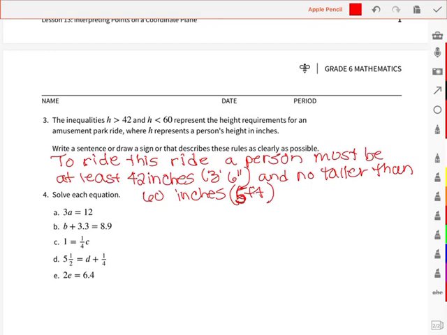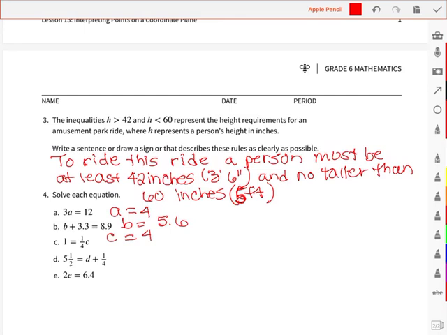Number 4, solve each equation. So 3a equals 12. 3 times what equals 12? So a is equal to 4. b plus 3.3 equals 8.9. Remember, you subtract to get your answers. So 8.9 minus 3.3 would be 5.6. C, what do we multiply 1/4 by to get 1? You're going to multiply it by 4. So 4c is equal to 4.